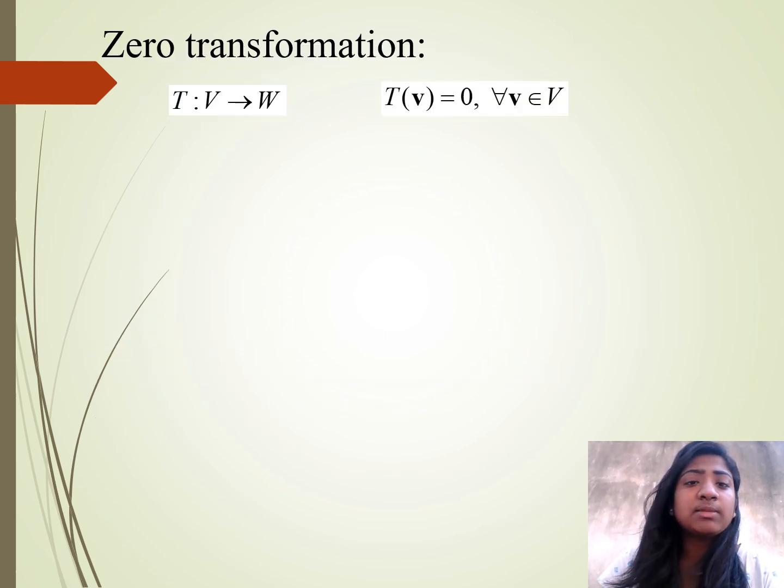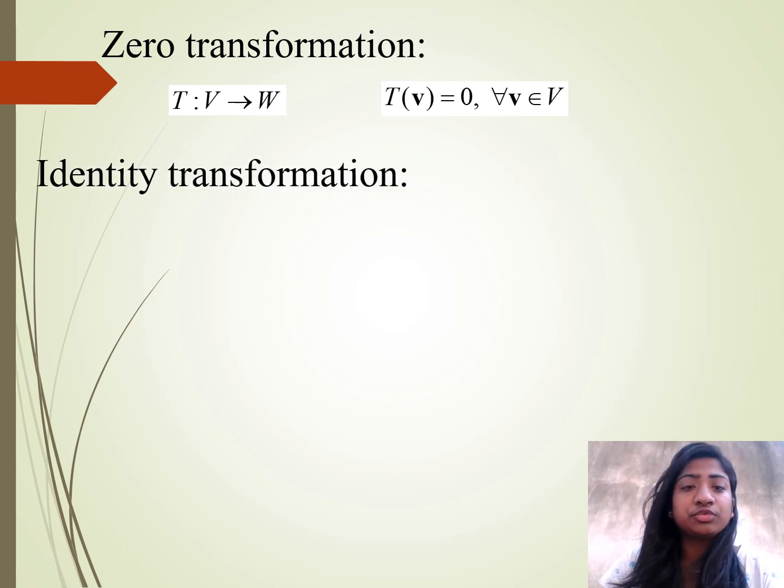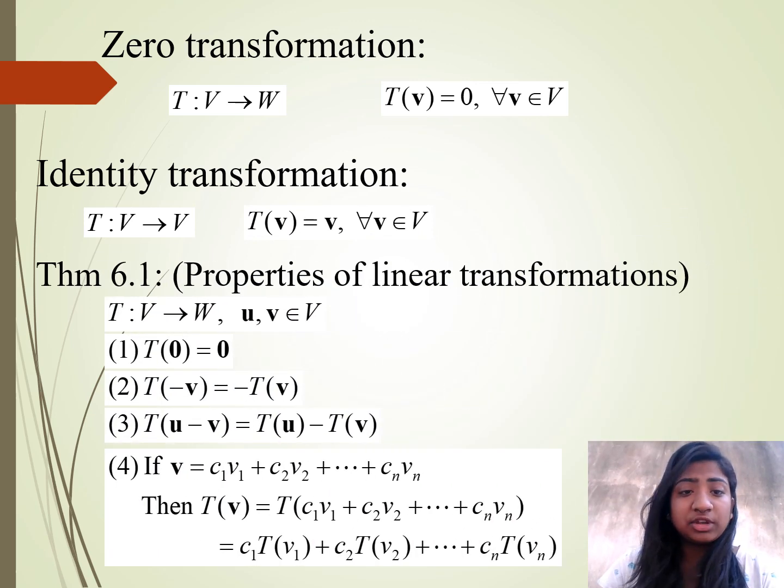Zero transformation: T mapping V to W, T of v equals 0 for all v belonging to V. Identity transformation: T mapping V to V, T of v equals v for all v belonging to V. Theorem.